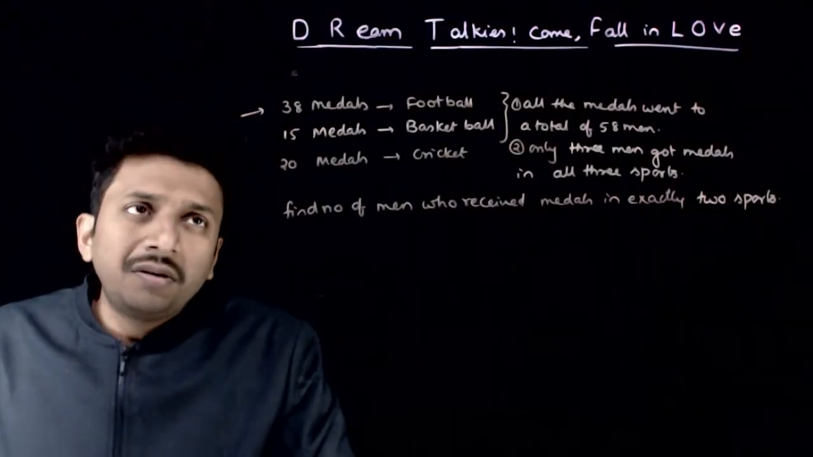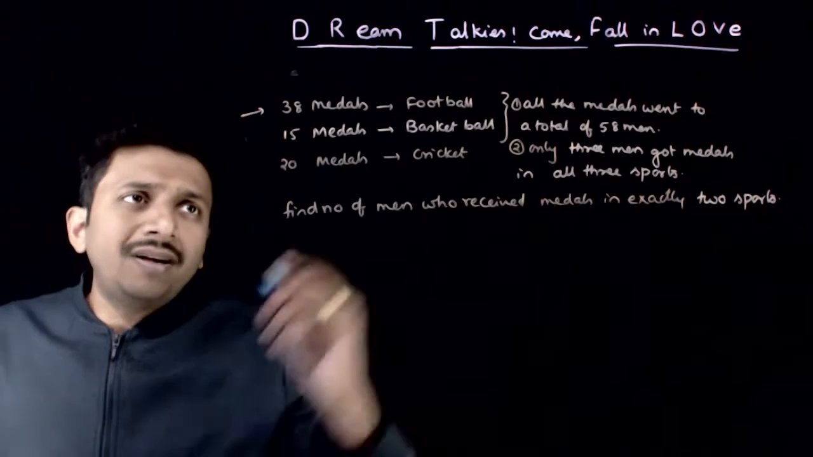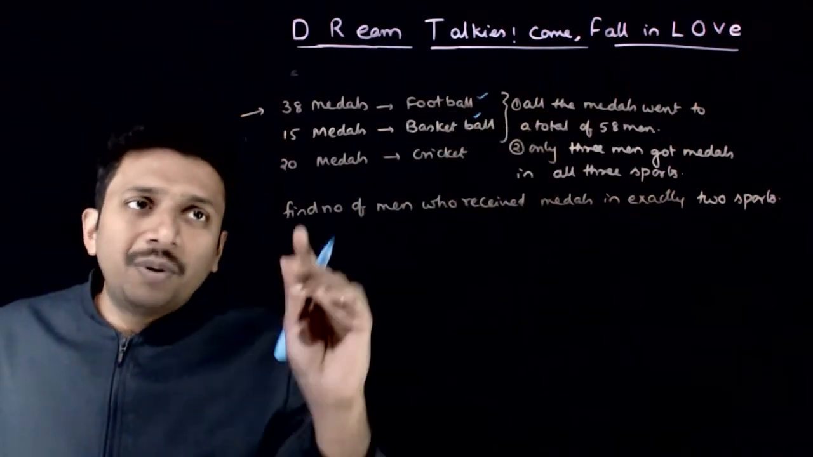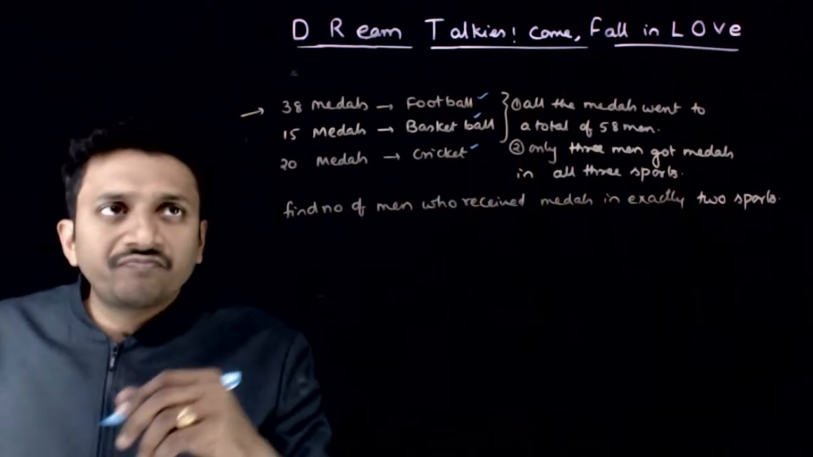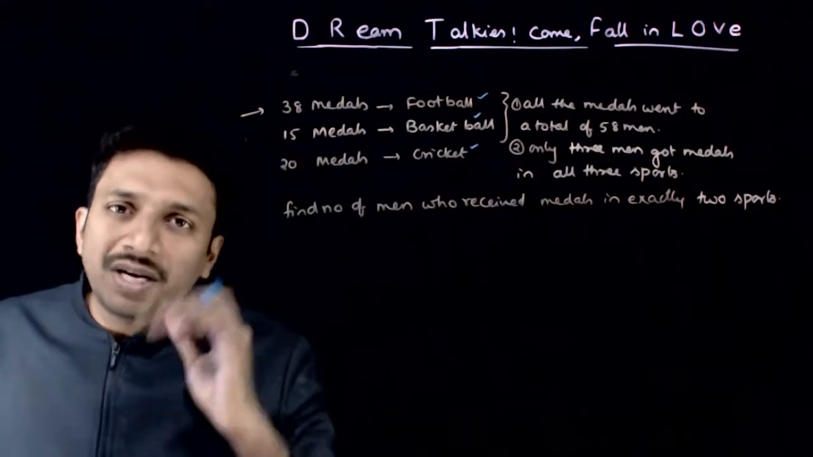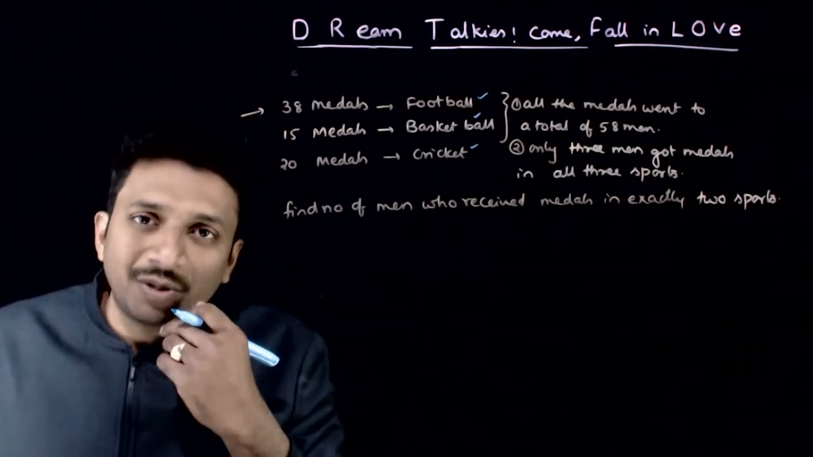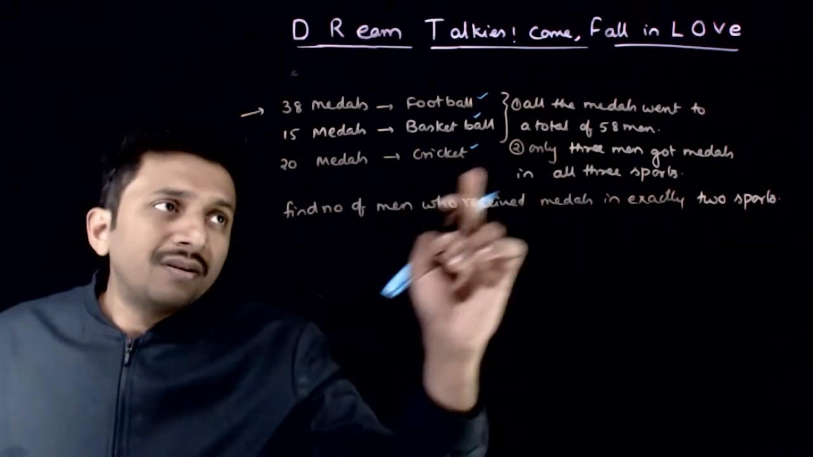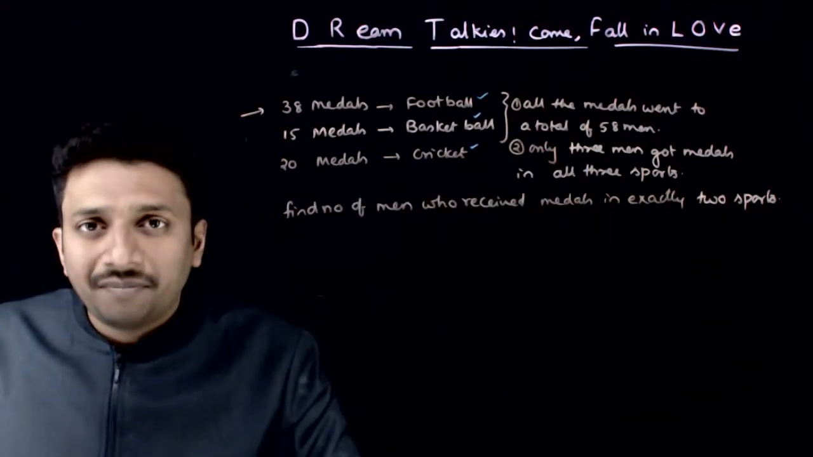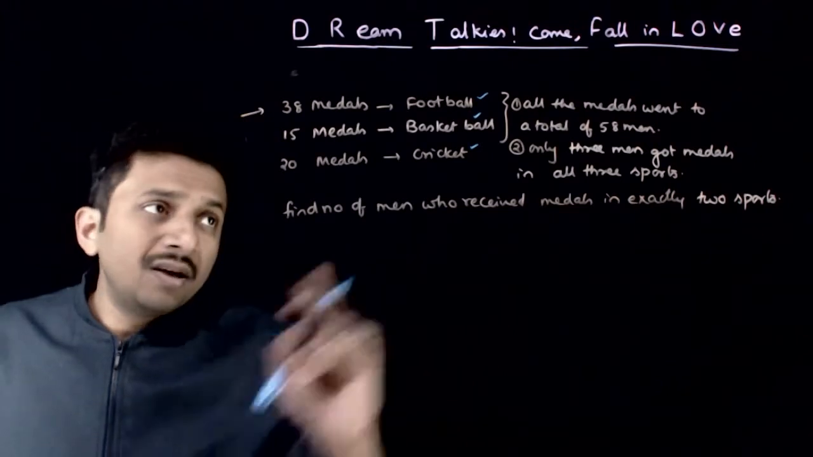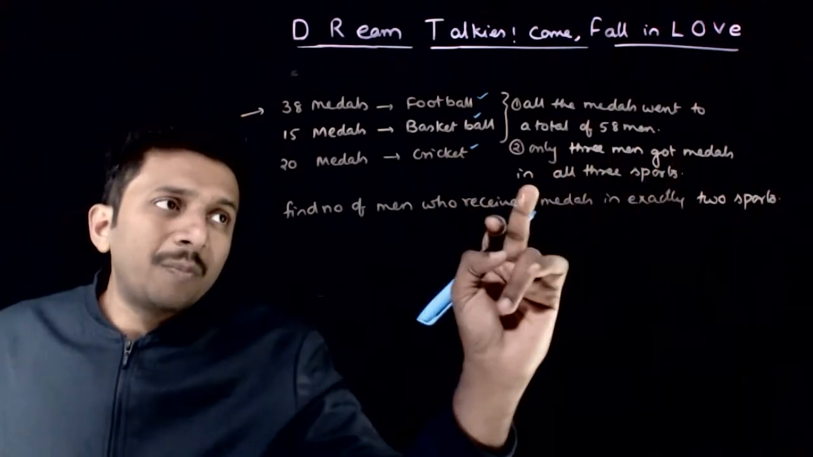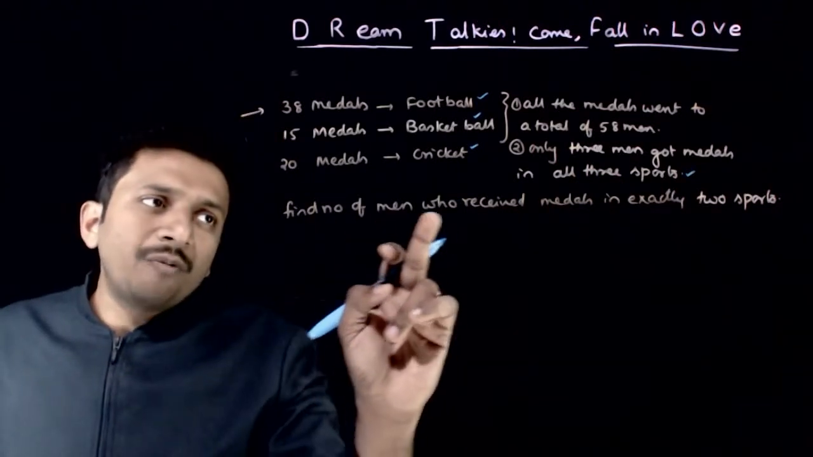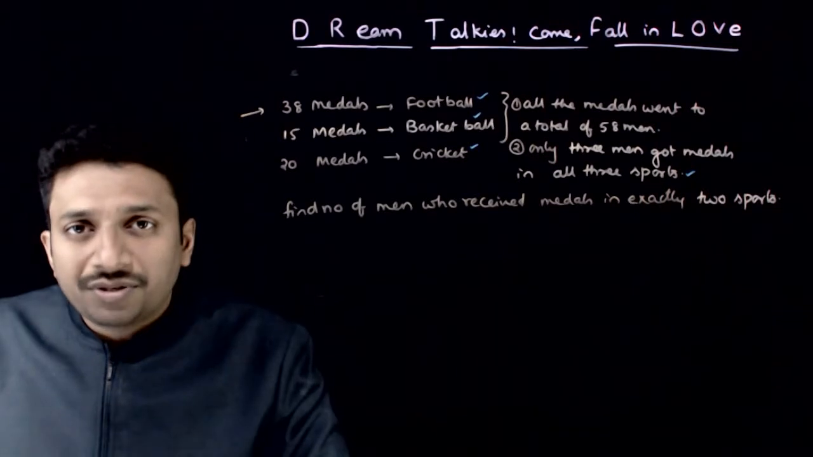So in this question, you are given that a college awarded 38 medals in football, 15 medals in basketball, 20 medals in cricket. So there are a total of 38 plus 15 plus 20. That is the total number of medals that are being distributed. And it's given that all these medals are being distributed among a total of 58 men. And only 3 of the men got medals in all 3 sports. If that is so, find the number of men who received medals in exactly 2 sports.